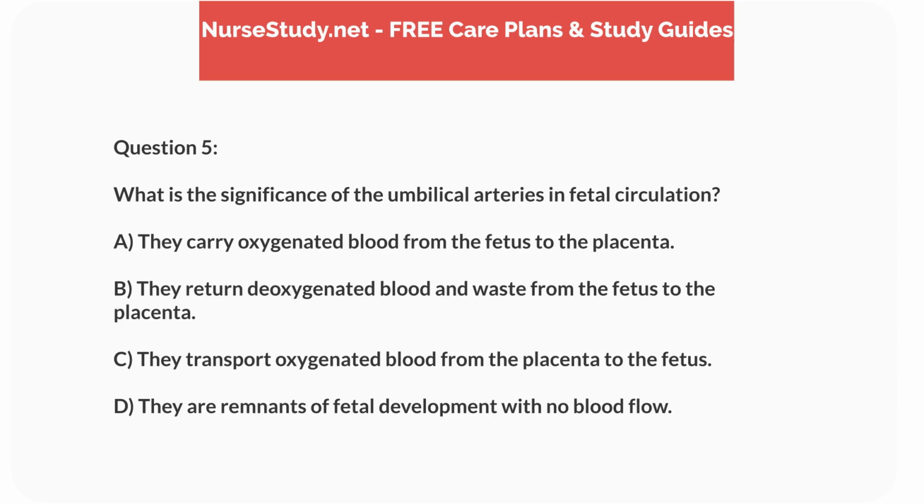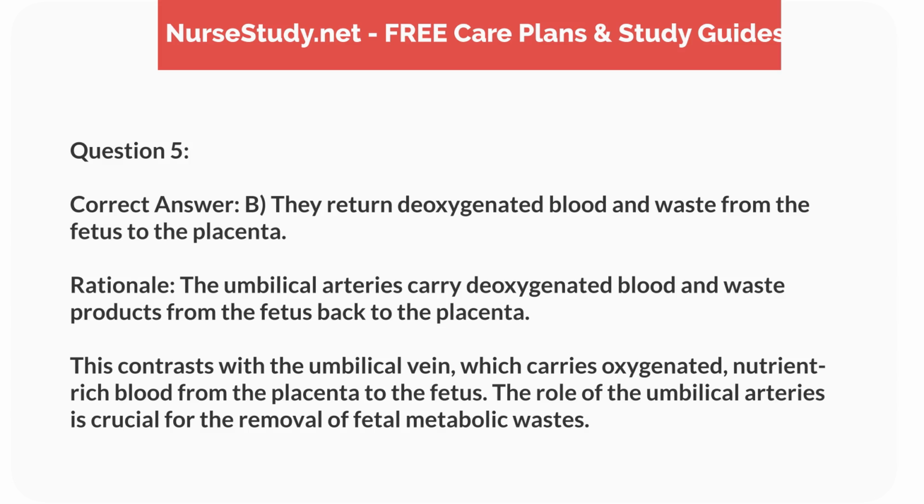Question 5. What is the significance of the umbilical arteries in fetal circulation? A. They carry oxygenated blood from the fetus to the placenta. B. They return deoxygenated blood and waste from the fetus to the placenta. C. They transport oxygenated blood from the placenta to the fetus. D. They are remnants of fetal development with no blood flow. Correct answer: B. They return deoxygenated blood and waste from the fetus to the placenta.